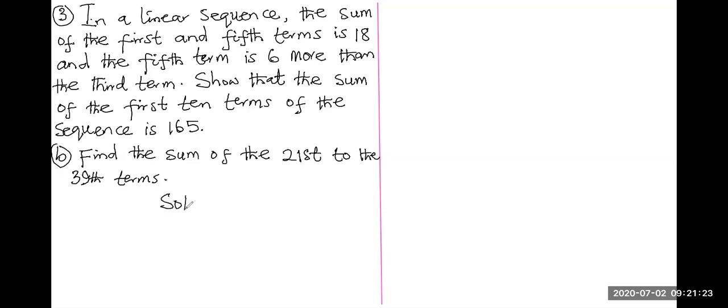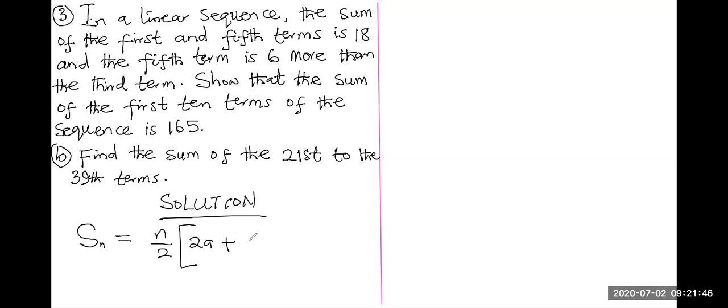All right, now I'm going to solve this problem using the approach of someone who is learning mathematics. The person will simply write Sn, because it's asking you to show that the sum of the first 10 terms of the sequence is 165. So the person will say Sn is equal to n divided by 2 into 2a plus n minus 1 d. That's what the person who is learning mathematics will first of all do.